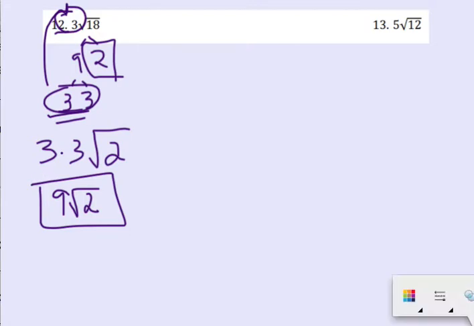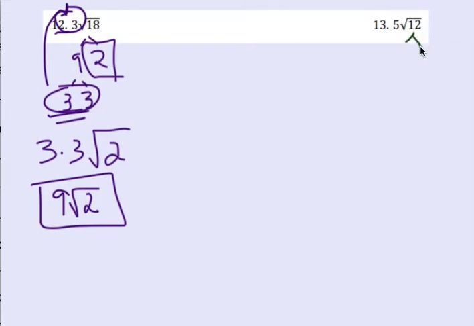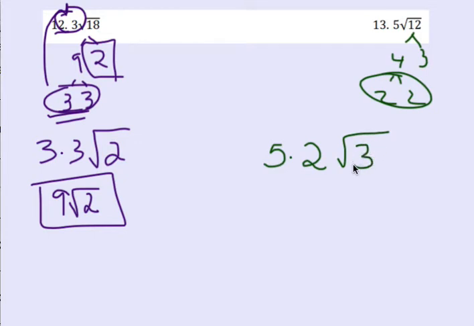Now let's take a look at number 13. So I want to think, is there a perfect square that goes into 12? And in fact, there is, 4. So I'm going to break this down to be 4 and 3 because I know 4 is going to give me that pair of 2's that I can take out. So I'm going to take my 5 that's originally on the outside and multiply it by my pair of 2's that I took out, and then left underneath the radical is going to be 3.